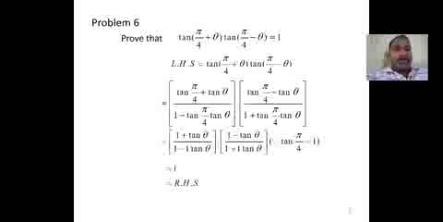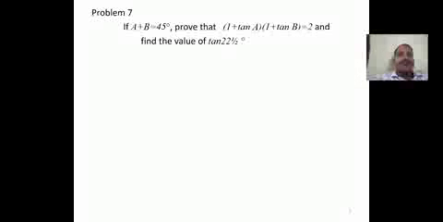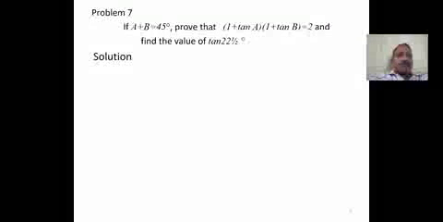Now the next problem. If a plus b equal to pi by 4, that is 45 degrees, then prove that 1 plus tan a into 1 plus tan b equal to 2, and find the value of tan 22 and half. Given that a plus b equal to pi by 4, apply tan on both sides.